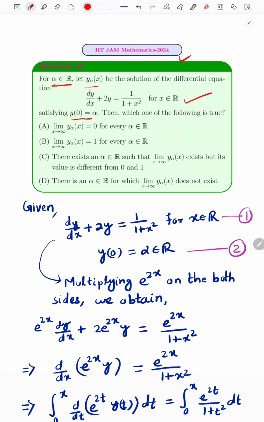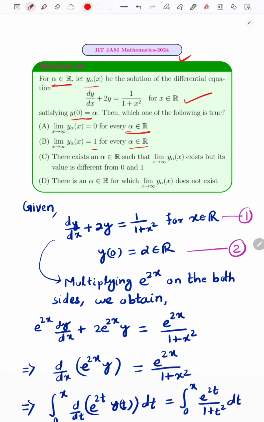In this question we have to verify these four options. In the first option it says that the solution y alpha x goes to 0 when x goes to infinity for every alpha belongs to the real number set, and the second option says that this limit value y alpha x when x goes to infinity is equal to 1 for every alpha belongs to the real number set.